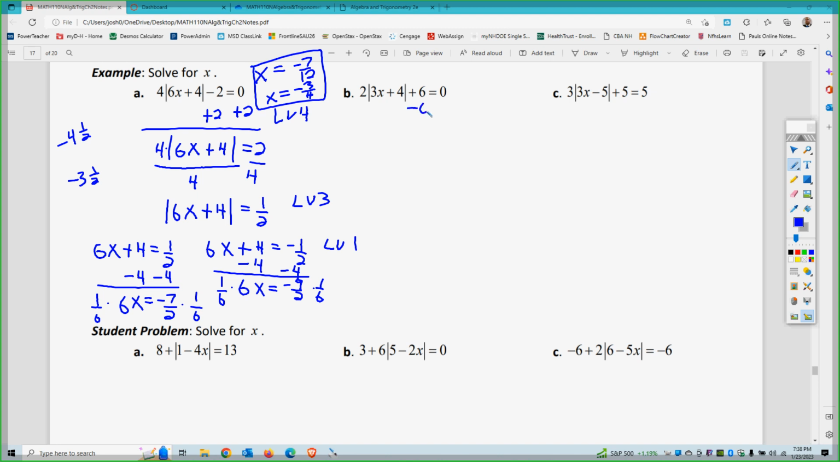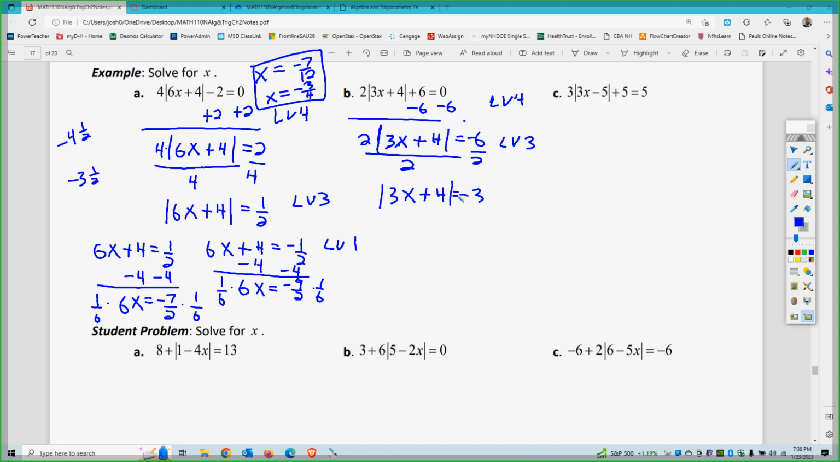All right, so I'm going to minus 6. So you have 2 times |3x plus 4| equals negative 6. That's level 4. Add, subtract. We'll divide by 2, which is level 3. So |3x plus 4| is equal to negative 3, right? But that's negative, right? Empty set. There's no solution, right? That's the empty set. Because the absolute value cannot equal a negative outcome.